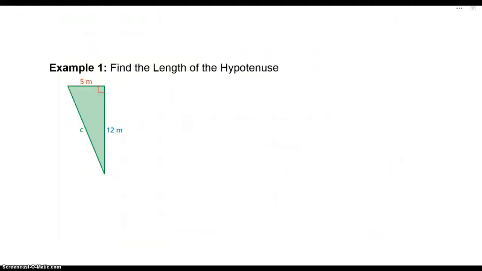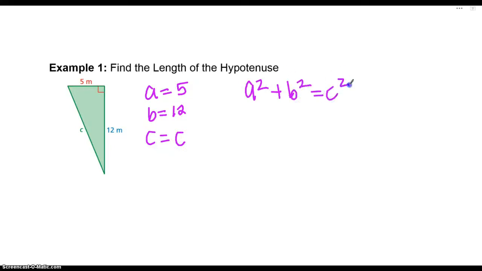Right, so here is our first example. First thing we need to do is identify what's A, what's B, and what's C. Okay? It truly doesn't matter what you assign A and what you assign B. It really doesn't matter. So just pick. Okay, so A is 5, B is 12, and C is C. Okay, and then writing the Pythagorean theorem, I have A squared plus B squared is equal to C squared.